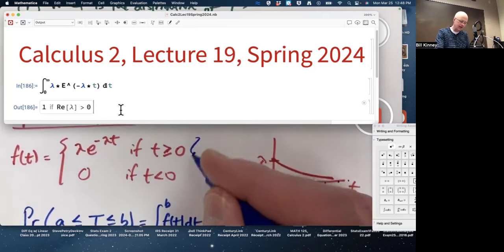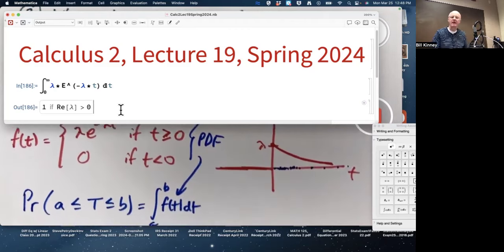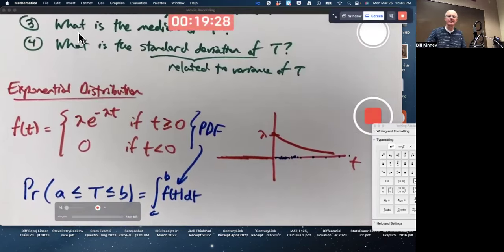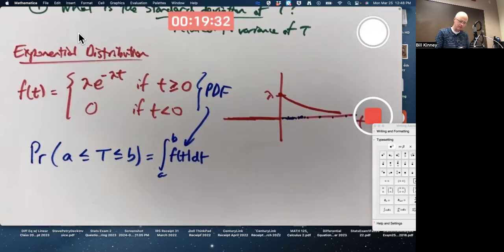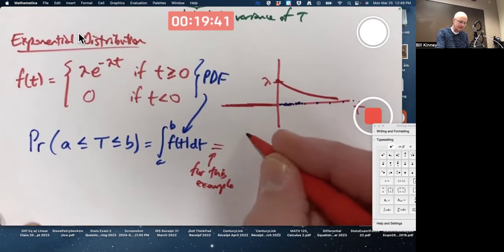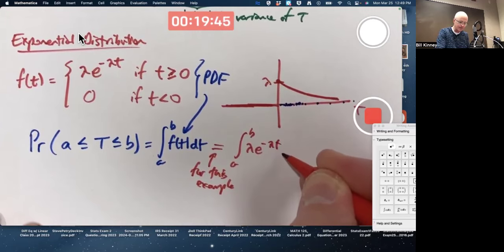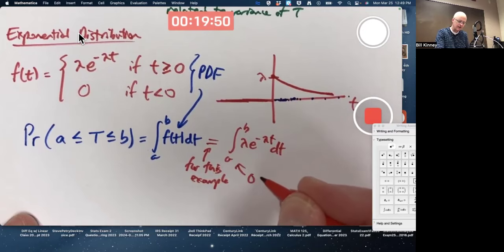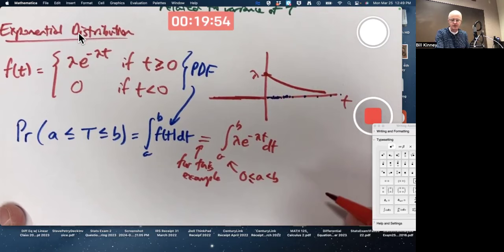This is a PDF, probability density function, and that integral is how you find probabilities. For this example, that is the integral from A to B of lambda e to the negative lambda t. I'm assuming A and B are positive here: 0 is less than A is less than B. I could put less than or equal to there, I guess.